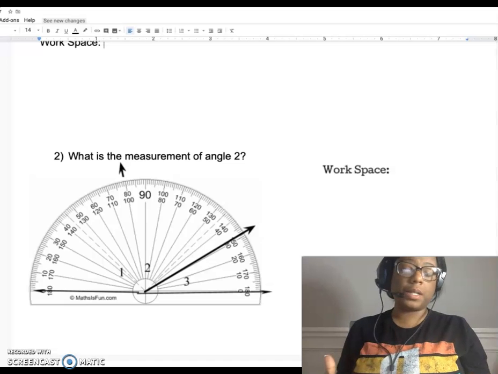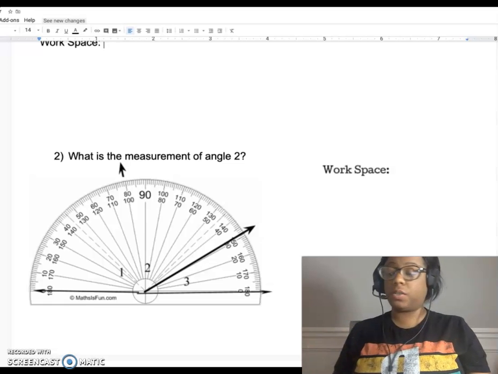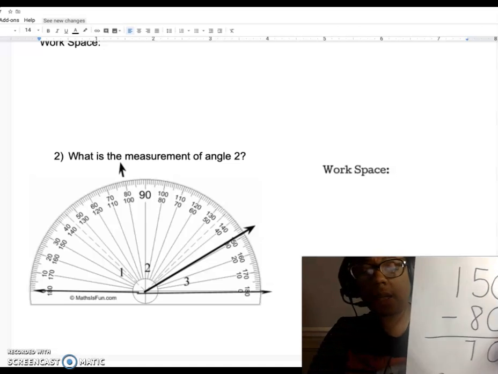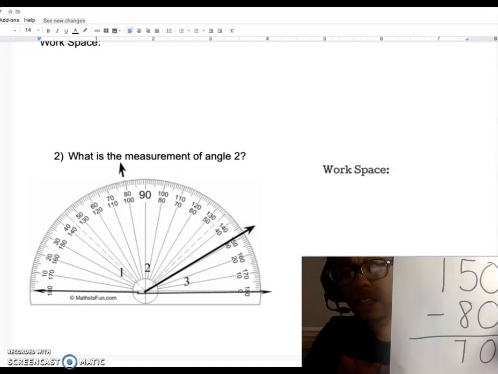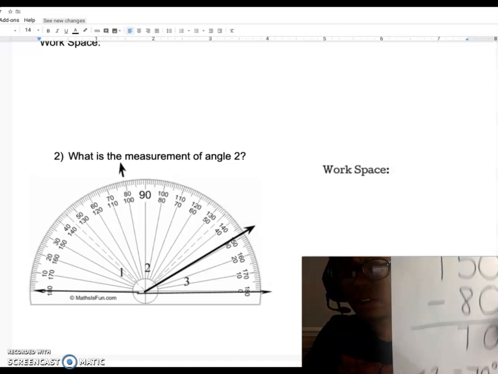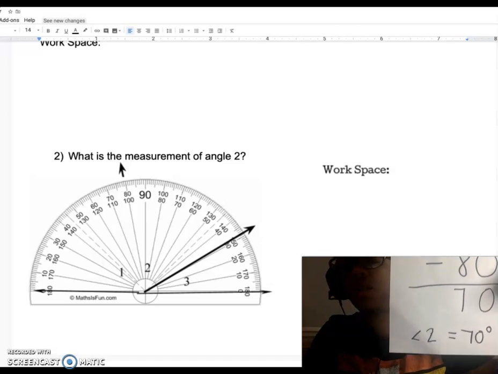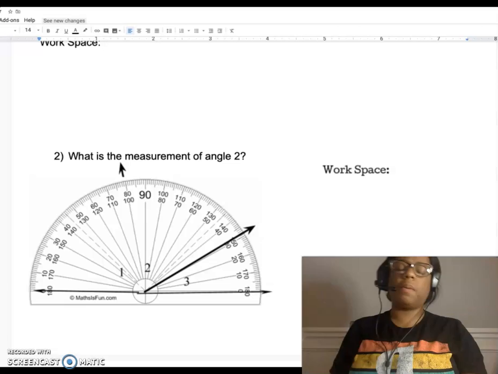Now we know we're not starting from 0. Our starting point is 80 for angle 2. And our ending point is 150. So what we have to do is subtract 80 degrees from 150 degrees. And our answer is 70 degrees. So our final answer will be angle 2 equals 70 degrees. Make sure you have this process written out on your paper. Let's keep it moving.